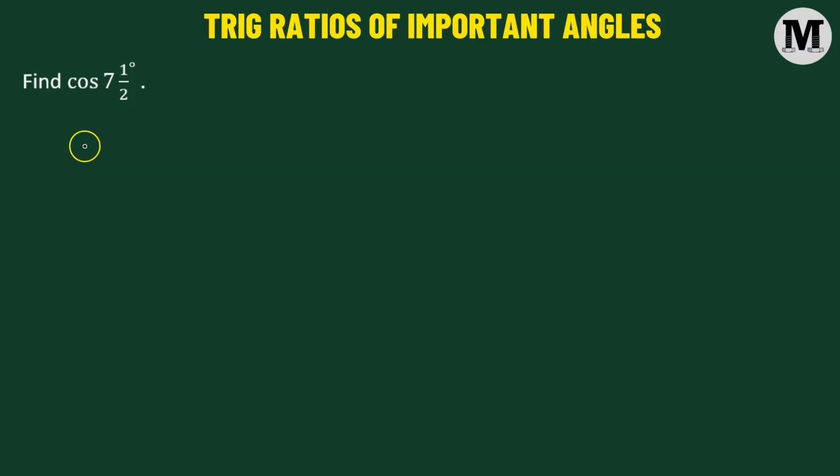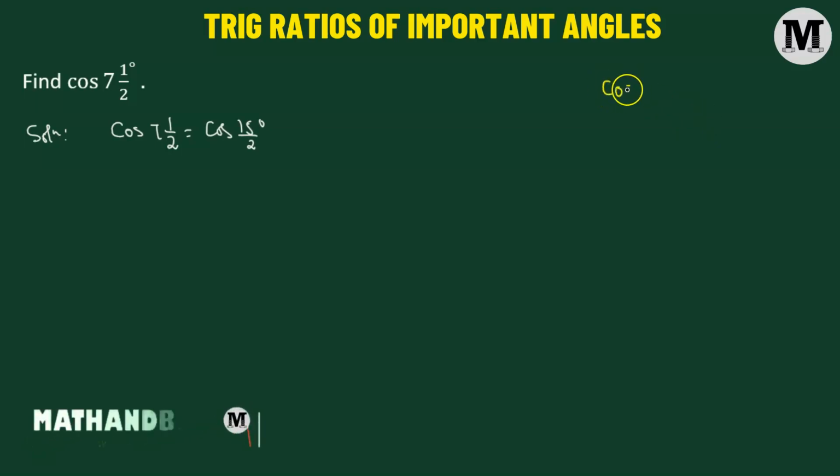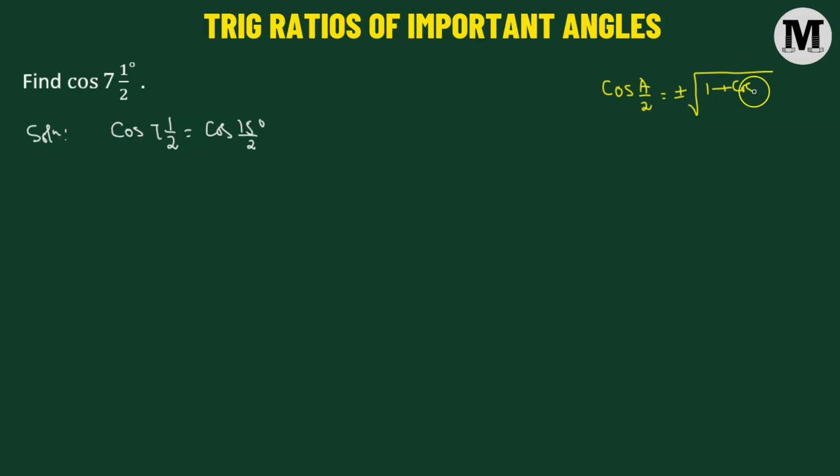So we need to find out the value of cosine 7.5 degrees. Let us begin. Now, cosine of 7.5 degrees can also be expressed as cosine of 15 over 2 degrees. Now we're going to use a formula here. Whenever we have cosine of the angle A over 2, that can also be expressed as plus or minus the square root of 1 plus cosine of the angle A, divided by 2.